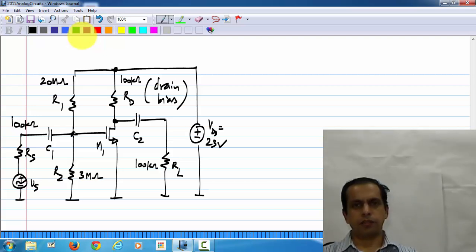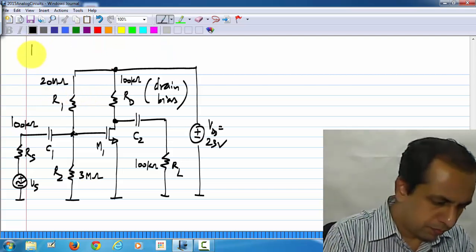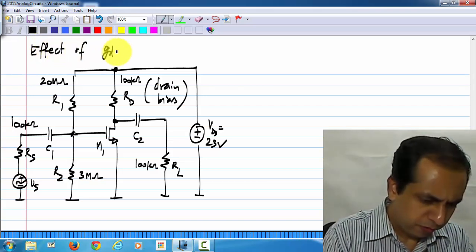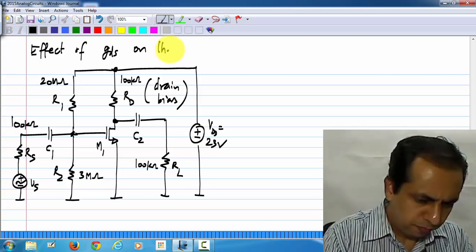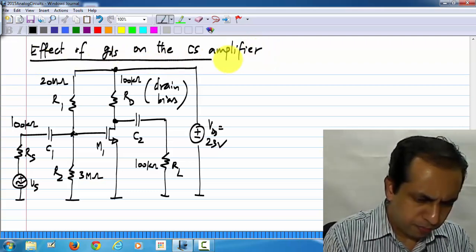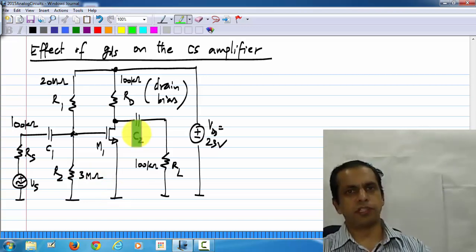Now, we will look at the effect of the small signal output conductance GDS of the MOS transistor on the common source amplifier. This is the common source amplifier structure we had.